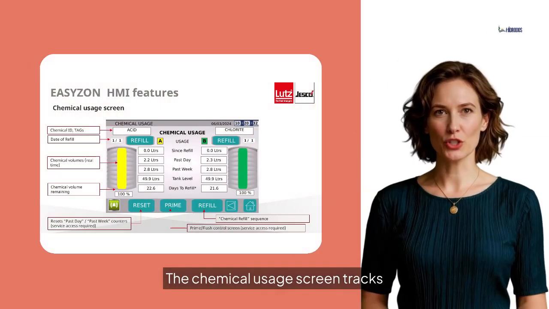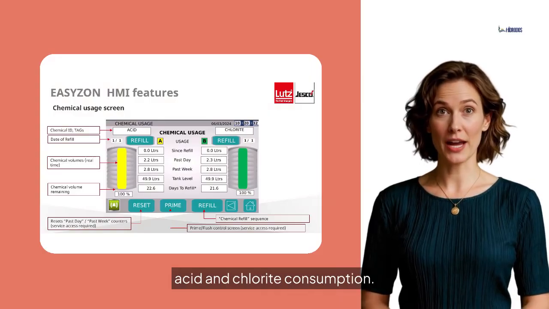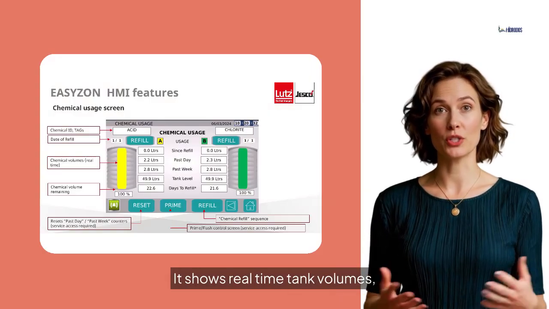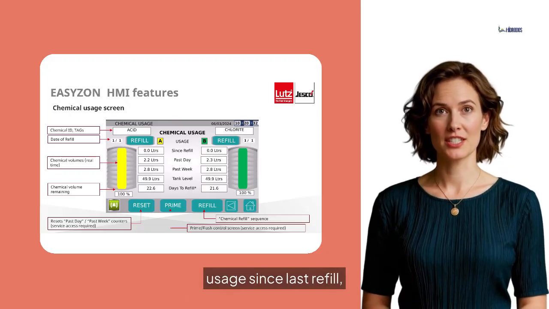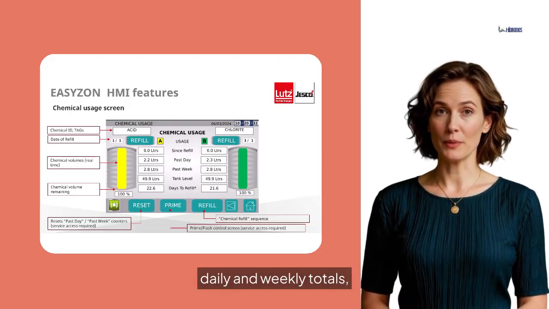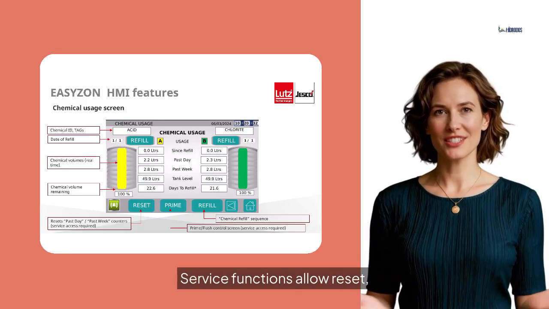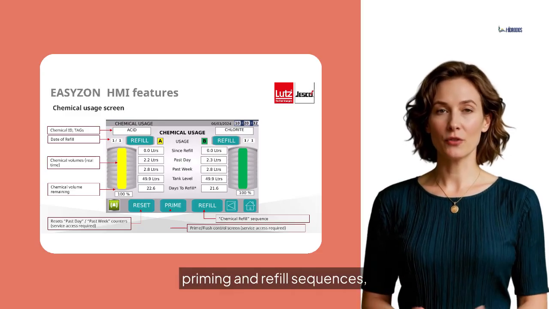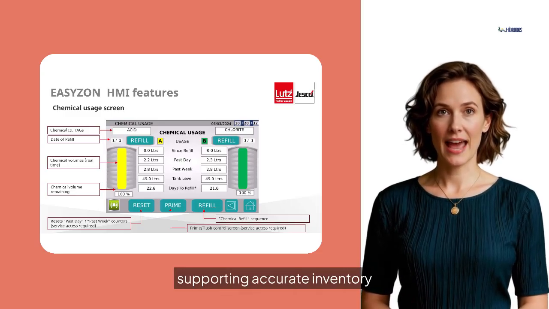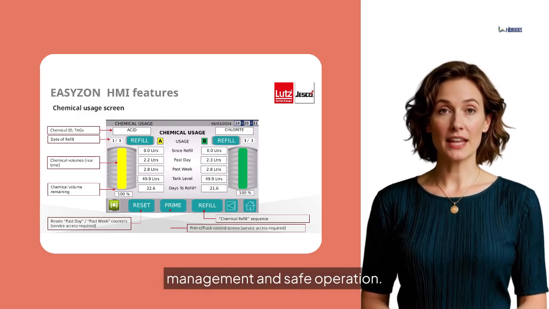The chemical usage screen tracks acid and chlorite consumption. It shows real-time tank volumes, usage since last refill, daily and weekly totals, and estimated days to refill. Service functions allow reset, priming, and refill sequences, supporting accurate inventory management and safe operation.